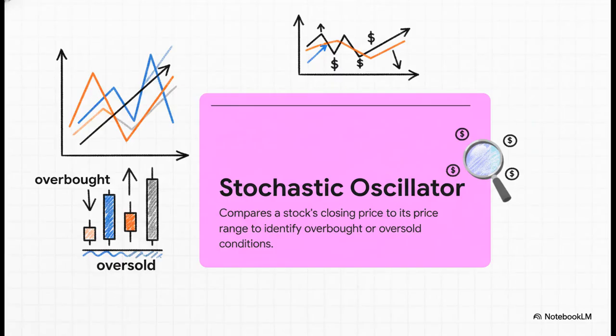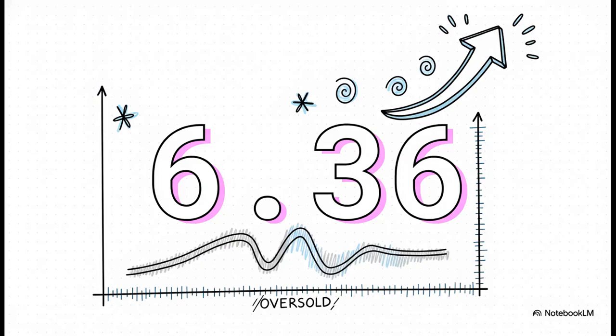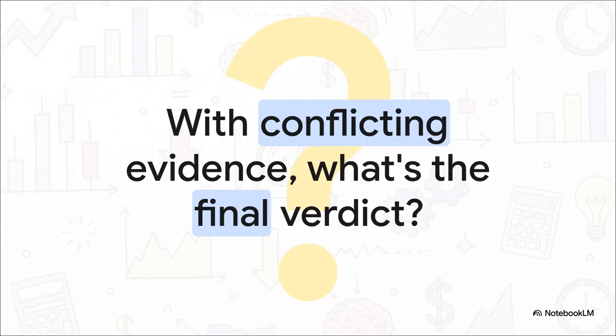For our final piece of forensic evidence, we're bringing in the stochastic oscillator. You can just think of it as a second opinion. It also checks for overbought or oversold conditions, just from a slightly different angle, which gives us a more complete picture. Whoa! Okay, and this is where we get a major twist in the case. The stochastic reading is just 6.36. I mean, that is deep in oversold territory. This is our strongest piece of counter evidence so far, a really powerful signal that the bears might have just overplayed their hand.